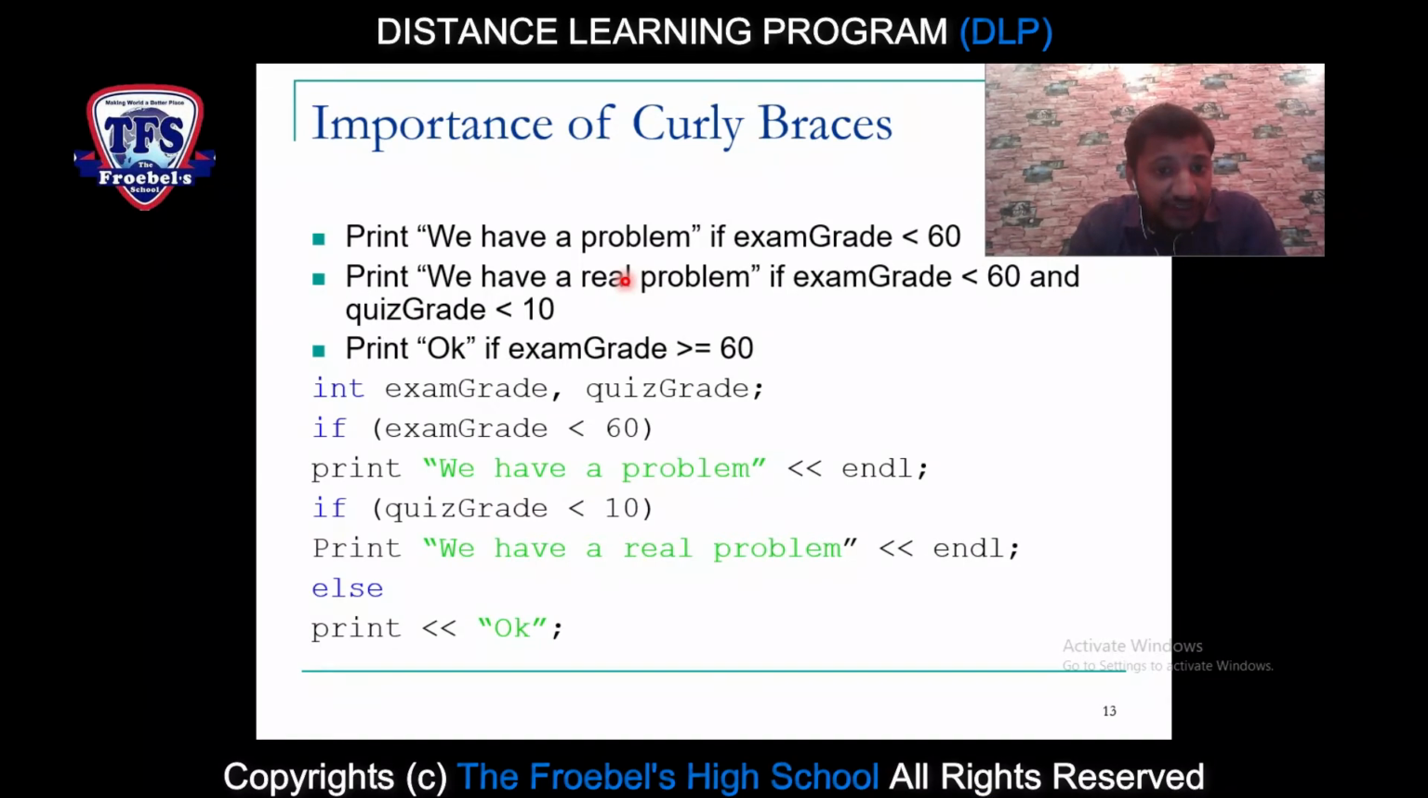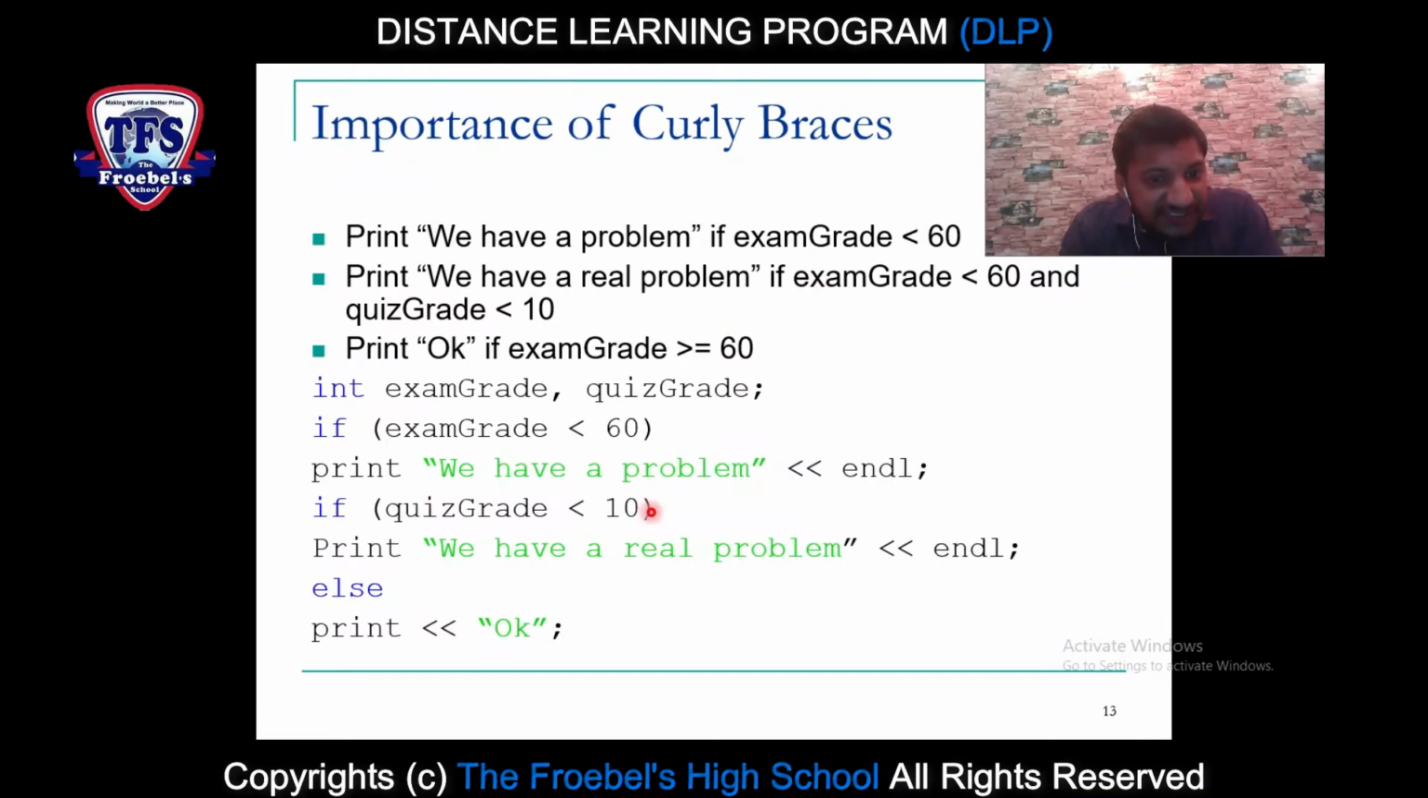Now you should know the examples of the curly braces. Let's take two variables of integer data type. Then we will use the condition: if exam grade is less than 60, print we have a problem. We have to write this because it is given in the question that print we have a problem if exam grade is less than 60. Print we have a problem if exam grade is less than 60 and quiz grade is less than 10. So we have a problem, which means we have done the first part.